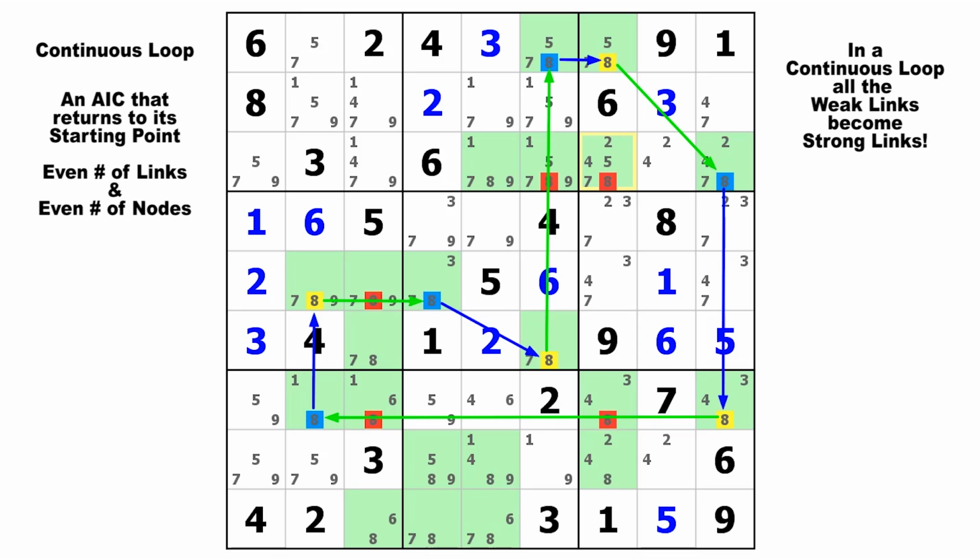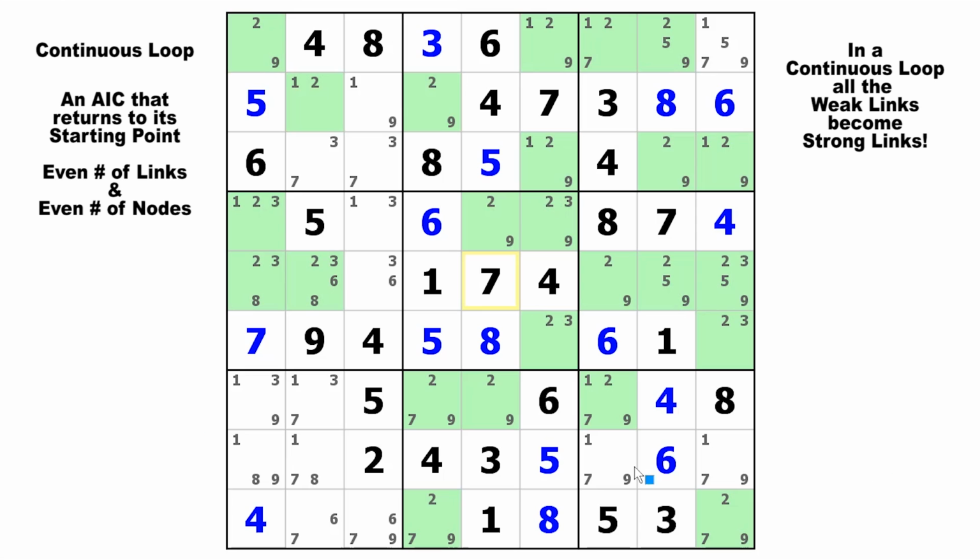All right, let's do one more, and then we'll wrap it up for today. All right, this time on candidate 2, we have a strong link, and then a weak link, a strong link, a weak link, and then a strong link. And our two endpoints lie in column 9, so we have a continuous loop.